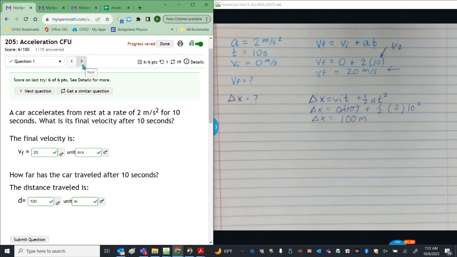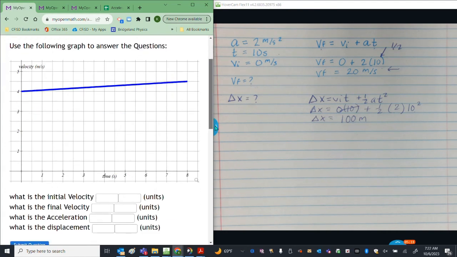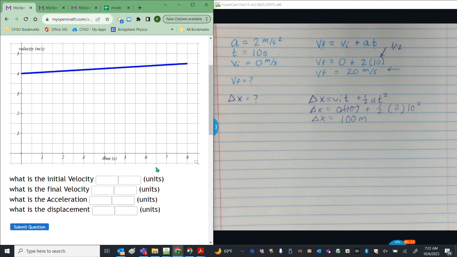All right, let's take a look at the next one. We have a velocity time graph, and we're being asked to solve for 4 different things from this graph. The first of which is, what is the initial velocity? Well, that's super easy. If you have a velocity time graph, you can see the velocities because they're on your y-axis. My initial velocity is 4. That's all I have to do, is read the y-axis, 4 meters per second.